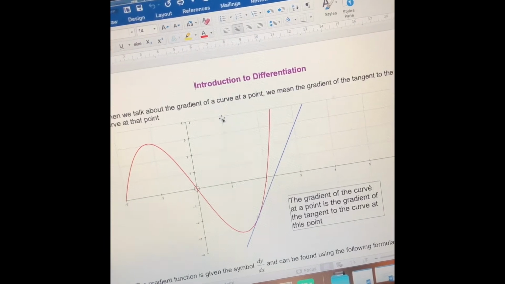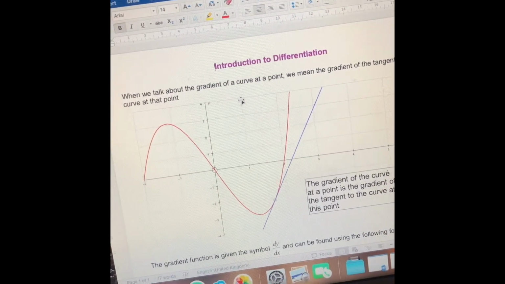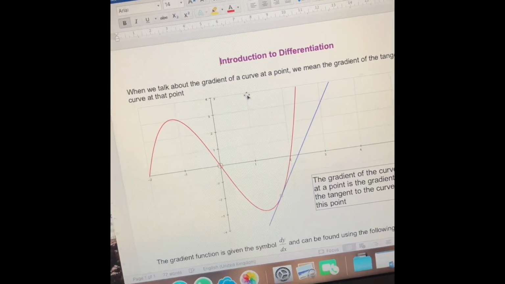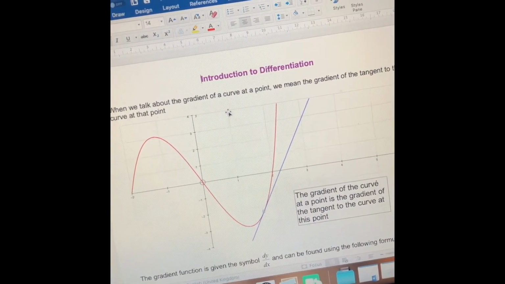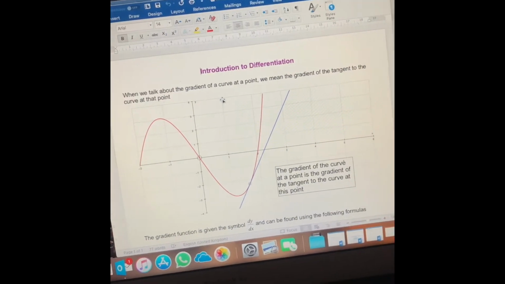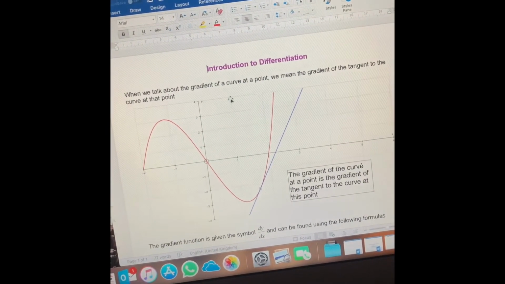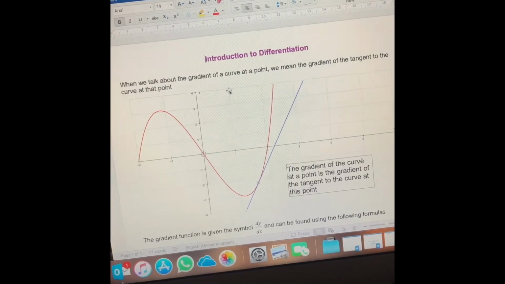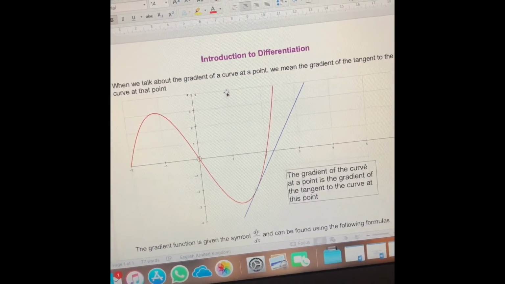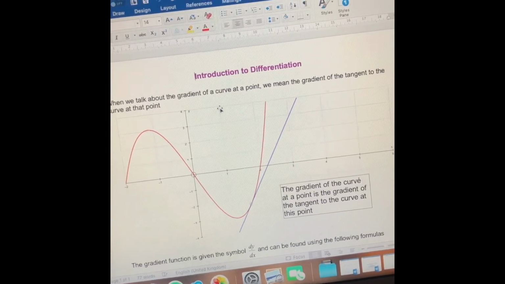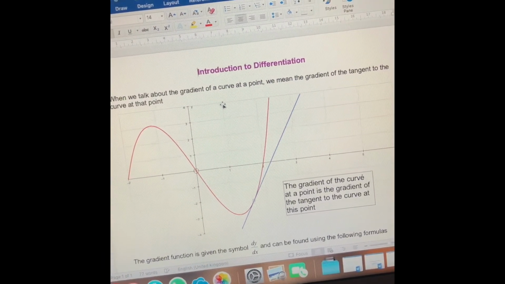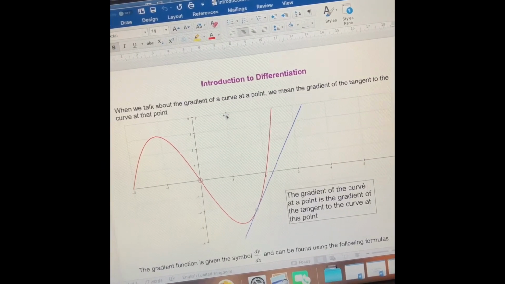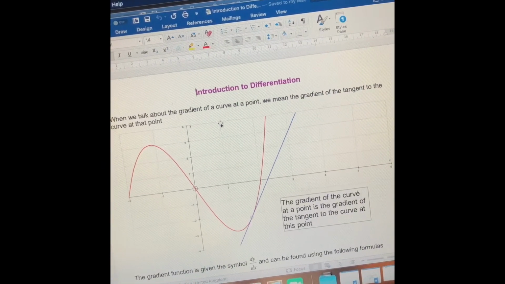And then we've also found gradient at points on curves when we've calculated the acceleration from velocity time graphs. So in this instance, at AS level, and for additional, you're expected to be able to differentiate, which is to find the expression for the gradient of the curve, simply straight from the expression.